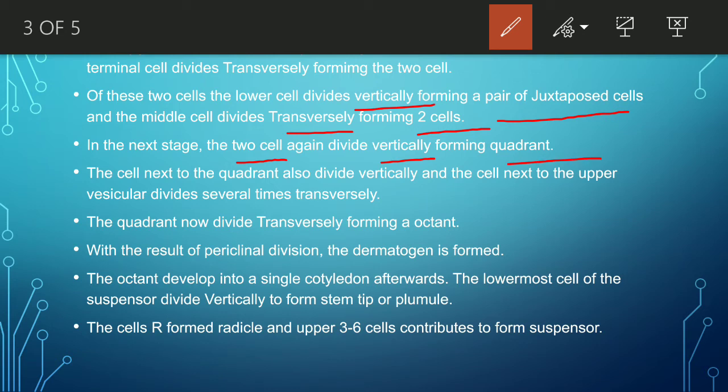The cell next to the quadrant also divides vertically, and the cell next to the upper vesicular cell divides several times transversely. The quadrant now divides transversely, forming an octant. With the result of periclinal division, the dermatogen is formed. The octant develops into a single cotyledon, and the lowermost cell of the suspensor divides vertically to form the stem tip or plumule. The cell R forms the radicle, and the upper 3 to 6 cells contribute to form the suspensor.